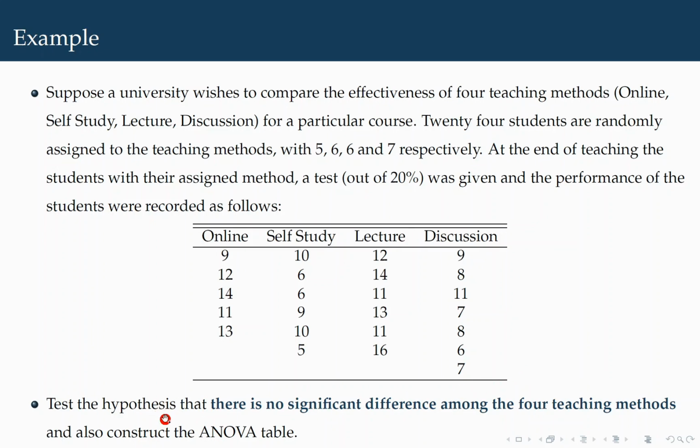These are the records of the students who are assigned to the different teaching methods. So it says test the hypothesis that there is no significant difference among the 4 teaching methods, and also construct the ANOVA table. So here we have 4 teaching methods: online, self-study, lecture, discussion. So we are interested in comparing whether the mean score of these teaching methods are the same or not.